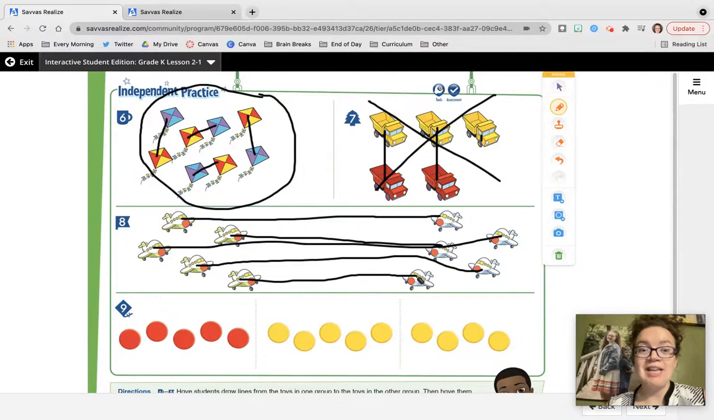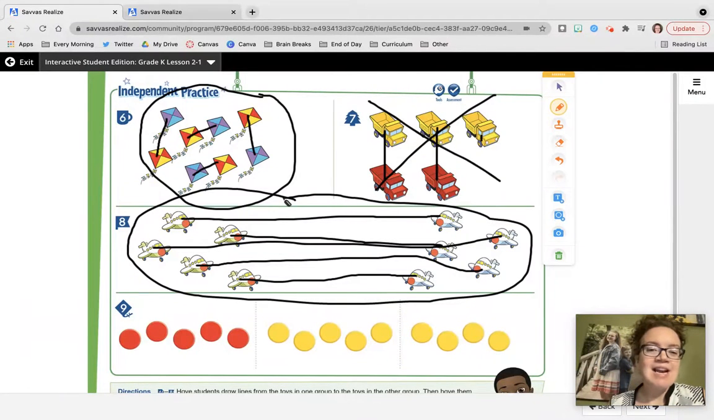Okay, that was a little tricky because they were kind of all over the place, but look at the airplanes. Did every airplane have a match? Yes, they did. So they are equal. Circle the airplanes because they are equal. How many were there? 1, 2, 3, 4, 5 yellow. So how many blue were there? 1, 2, 3, 4, 5 blue. So yes, they are equal.